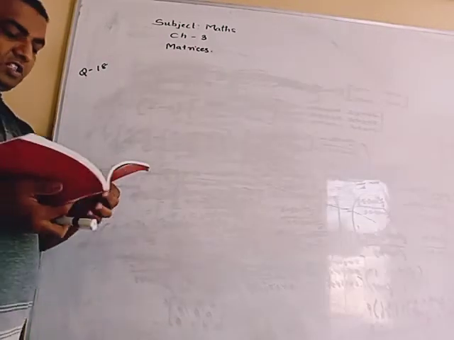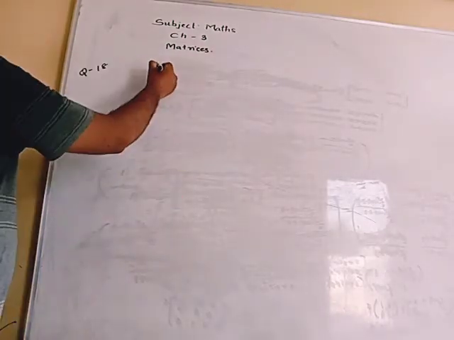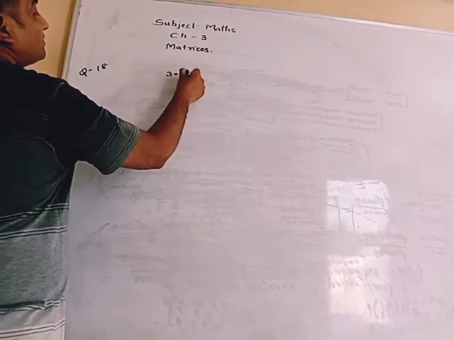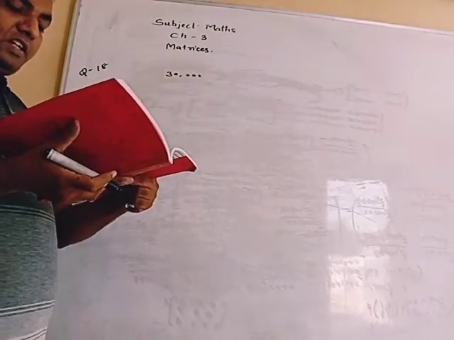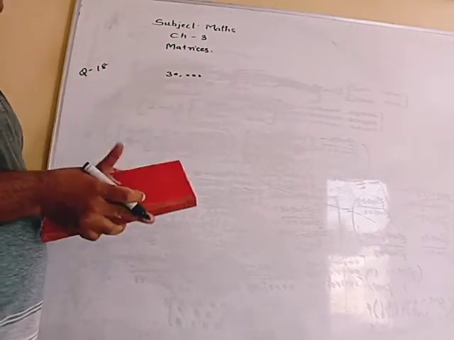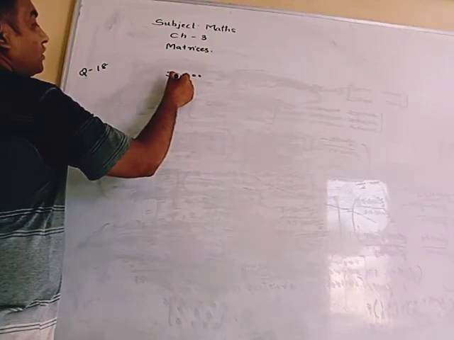Now we have question 9. A trust fund has 30,000 rupees, which must be invested in two different types of bonds. So the trust has a total of 30,000 rupees invested in two types of bonds, and we don't know how many rupees go into each.